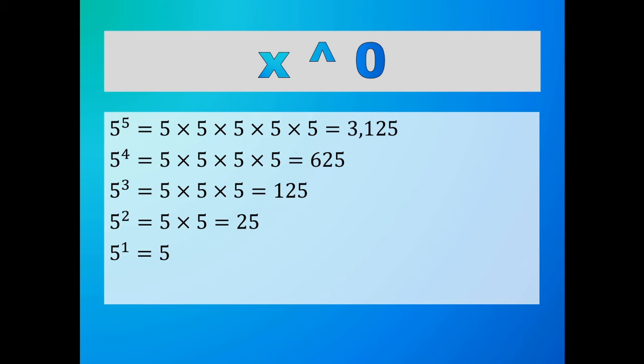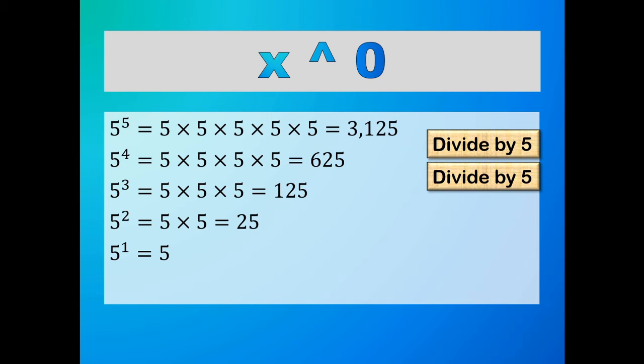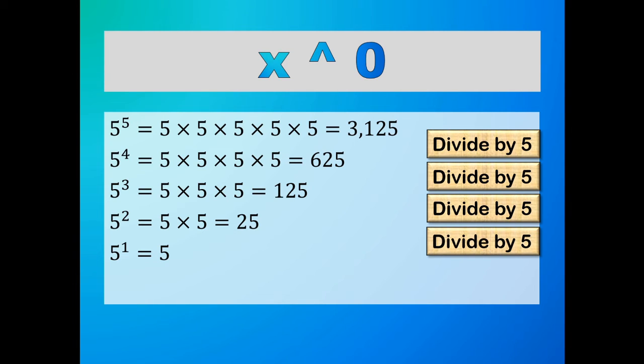Now, how do we get from 3,125 to 625? We divide by 5. How do we get from 625 to 125? We divide by 5. How do we get from 125 to 25? We divide by 5. How do we get from 25 to 5? We divide by 5. So it would seem that we continue this pattern of divide by 5, and so 5 to the 0th power is equal to 1.